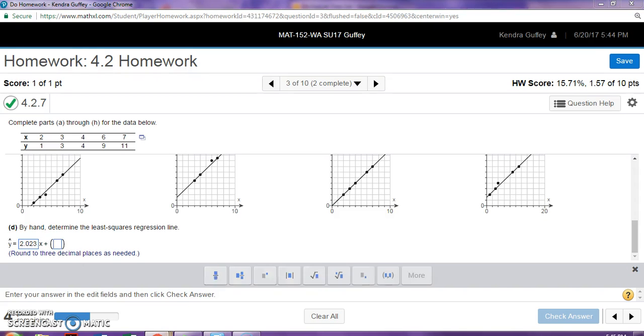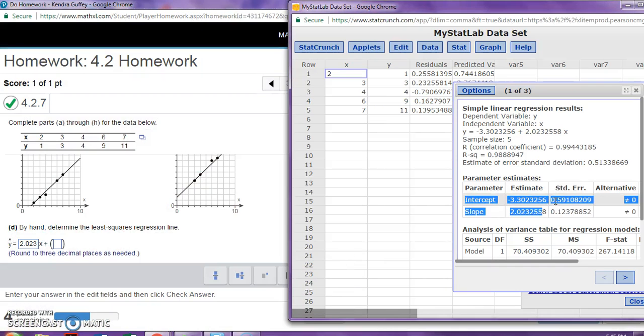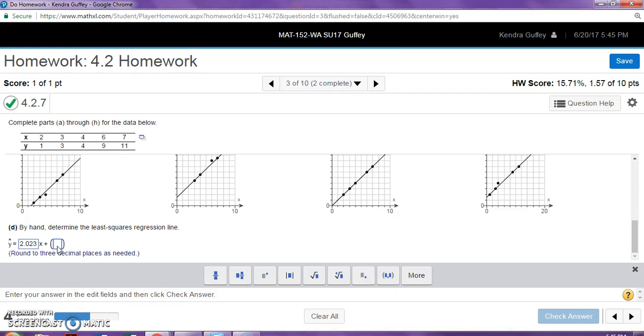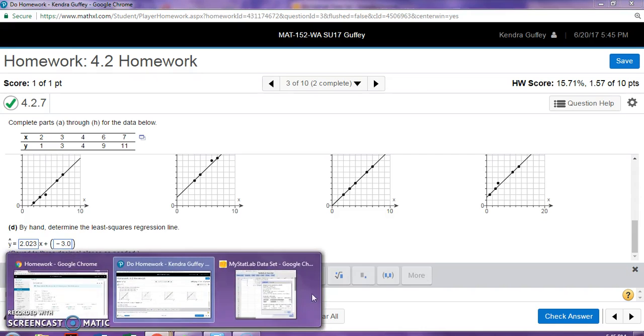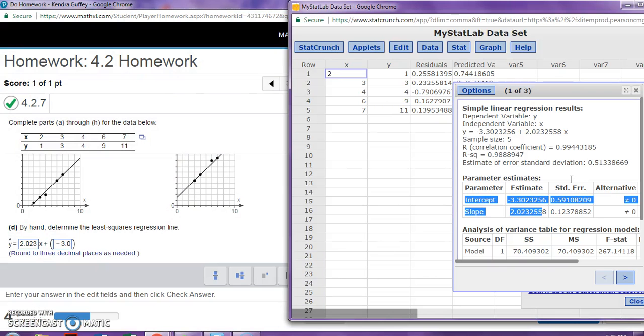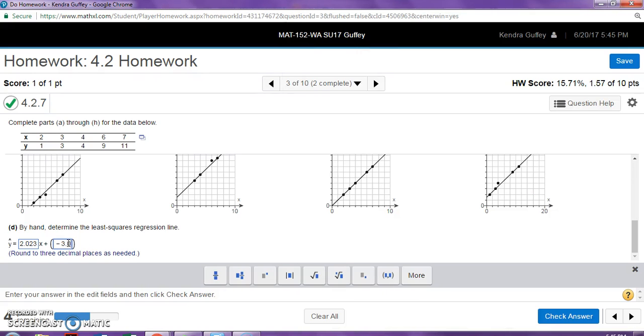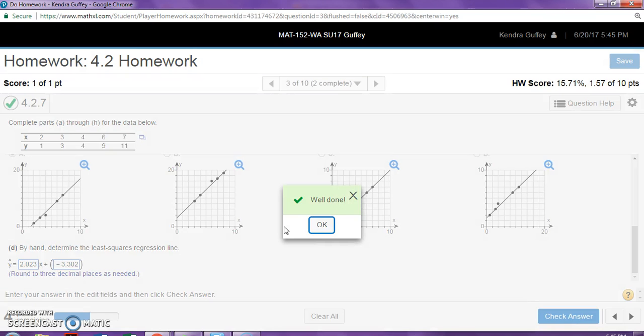And then we want our intercept, so negative 3.302. Nope, 302. This was a good idea to be writing these down, and that way you're not having to flip back and forth, and it actually takes less time, right?